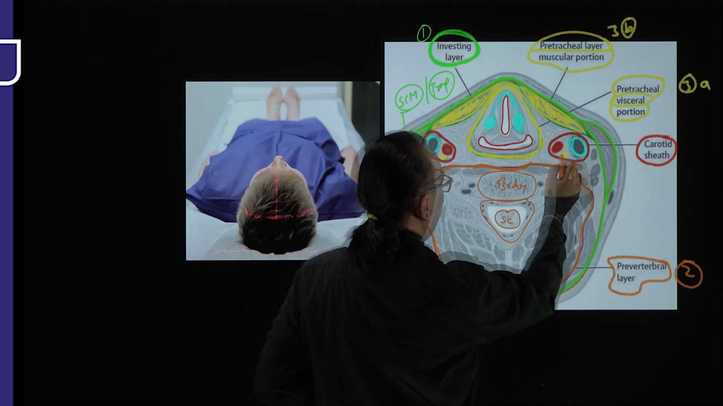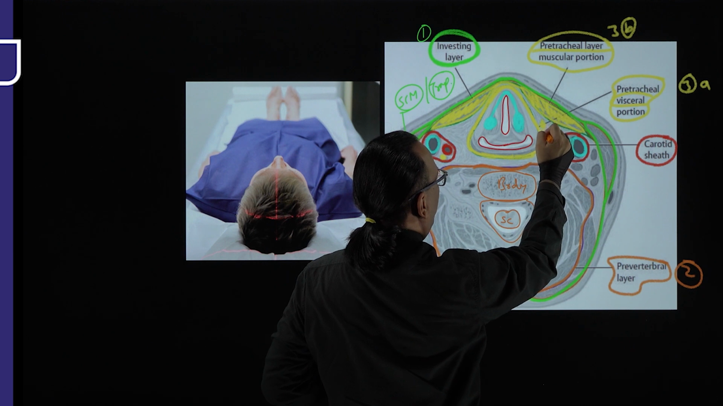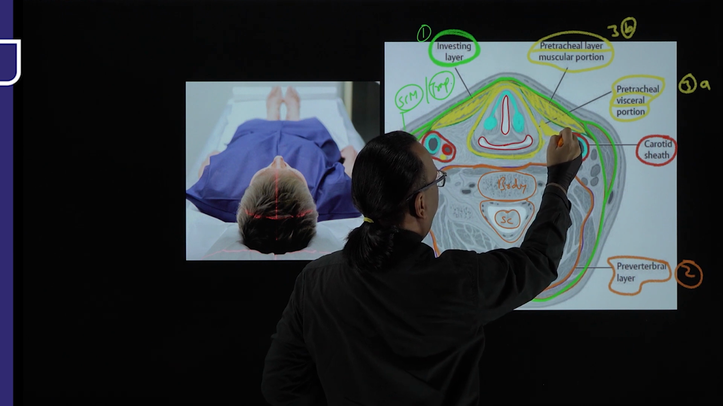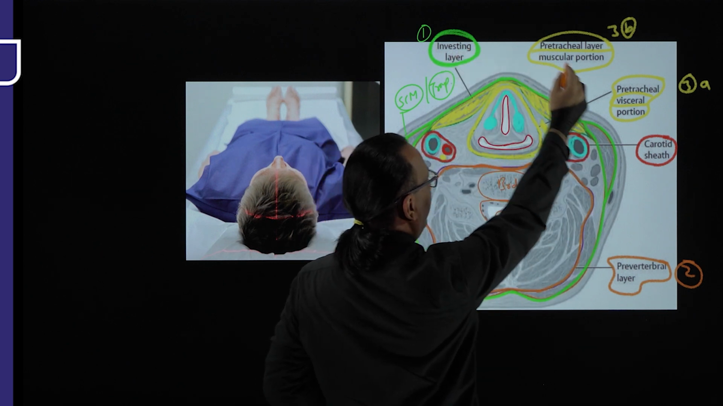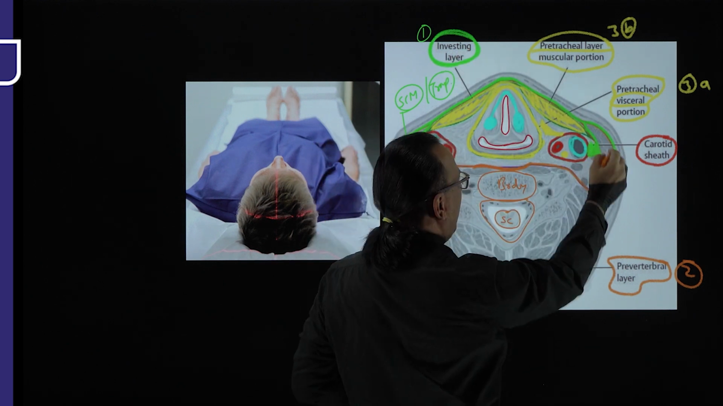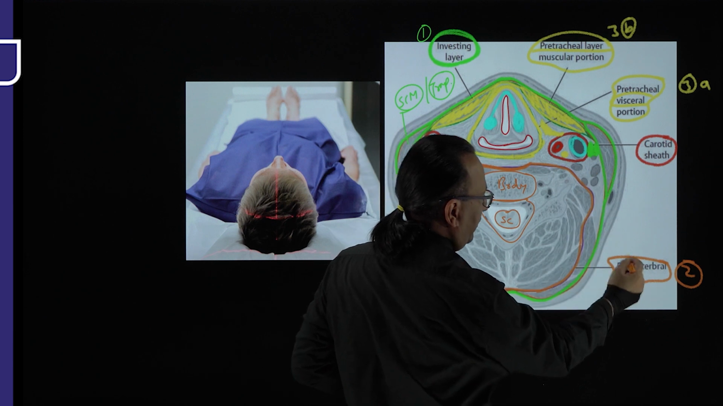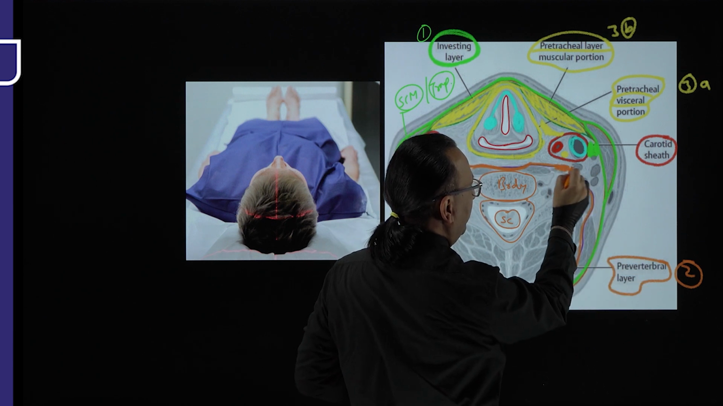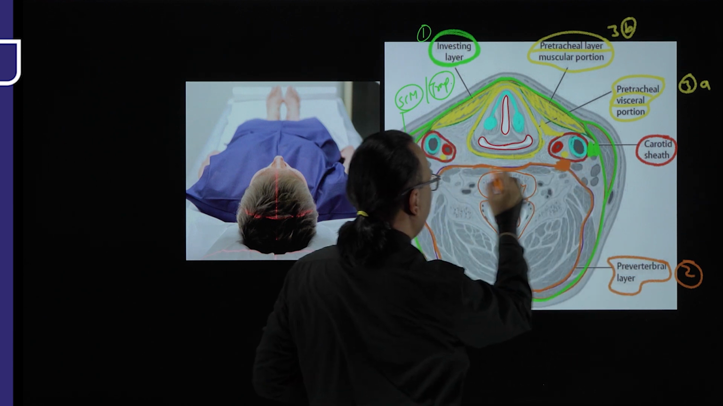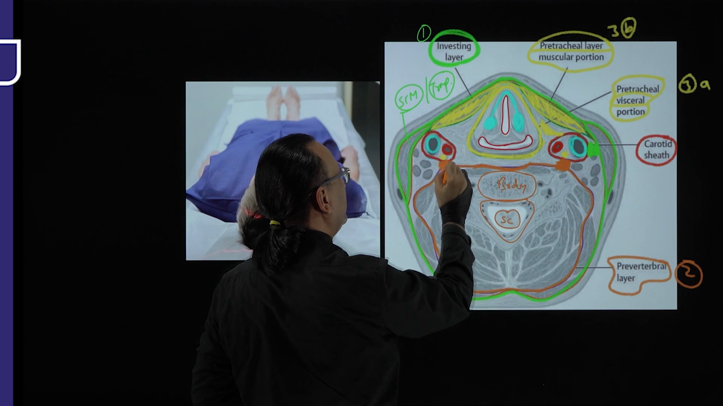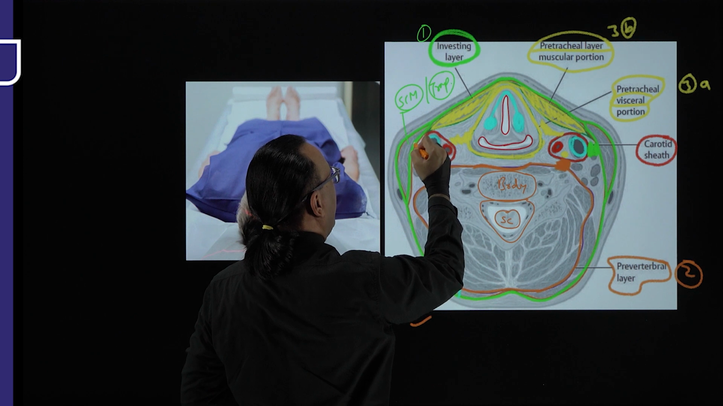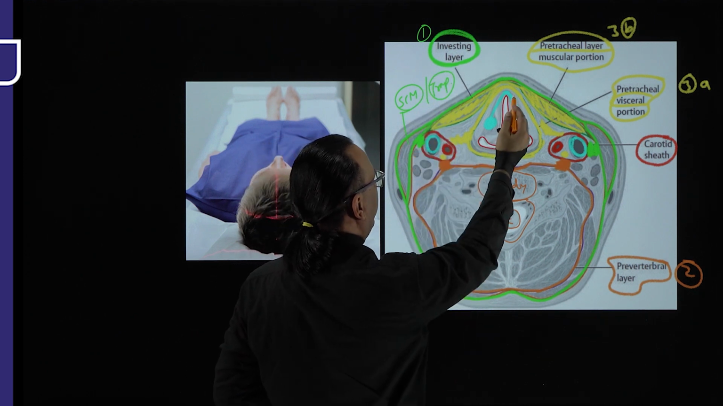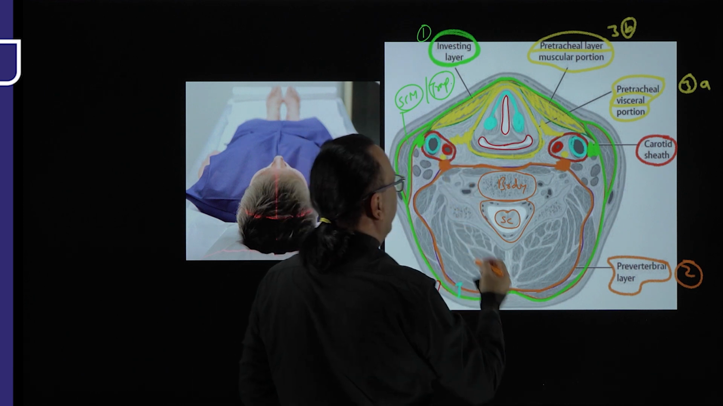As you can see, from the anterior, it is contributed by the pretracheal layer of deep cervical fascia, from the lateral, it is contributed by the investing layer of deep cervical fascia, and from the posterior, it is contributed by the prevertebral layer of deep cervical fascia. So this is the posterior contribution to the carotid sheath, that is the medial contribution, and that is the lateral contribution to the carotid sheath.